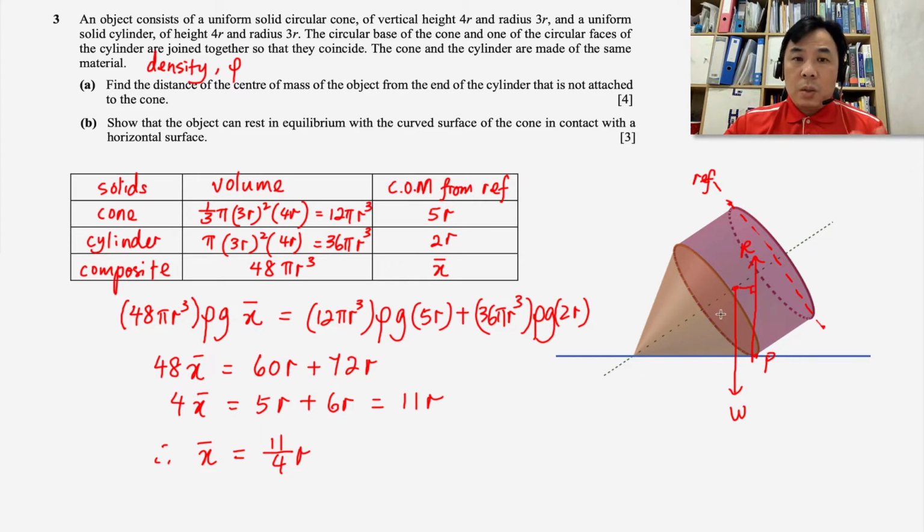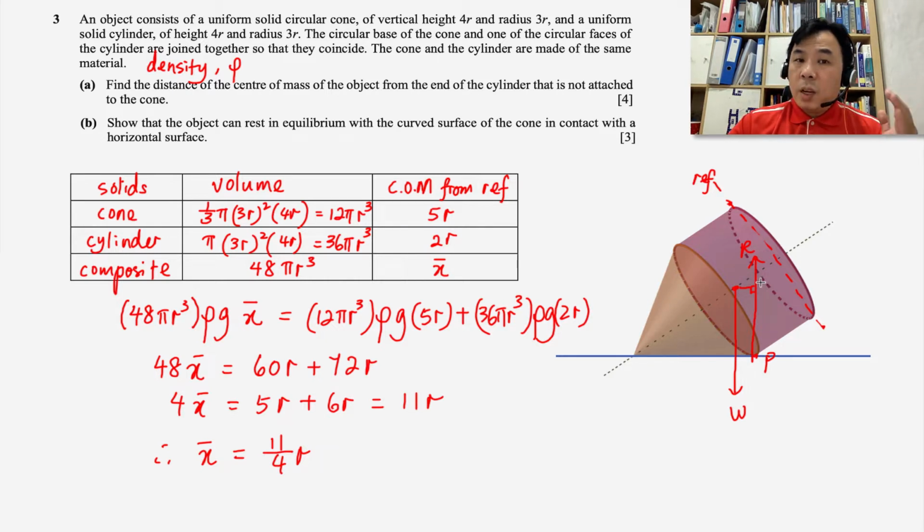What I'm trying to say here is we want to make sure that the line of weight must be acting within this contact here. If this line of weight exceeds this pivot, it will cause a turning effect that will rotate in the opposite direction. That will cause the object to become not in equilibrium, right?